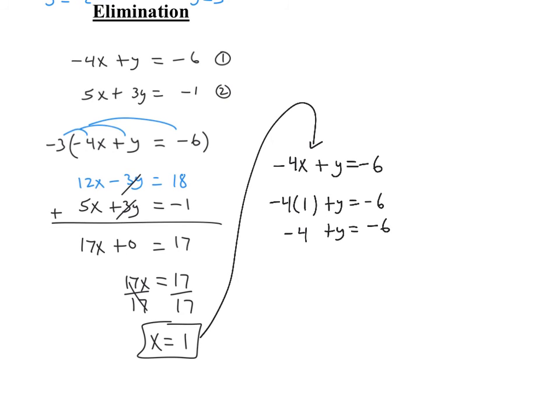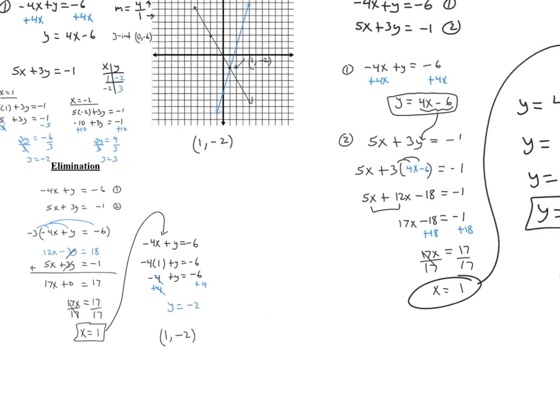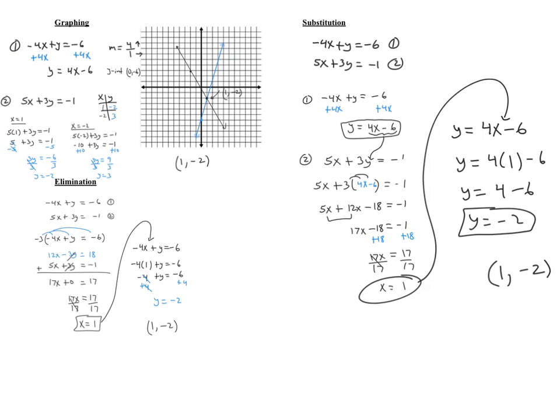Moving right along, I'm going to add 4 to both sides. And I'm going to end up with negative 2, which is what I should have gotten, because 1 comma negative 2 is the answer to the other two methods that we ended up using. You see that?